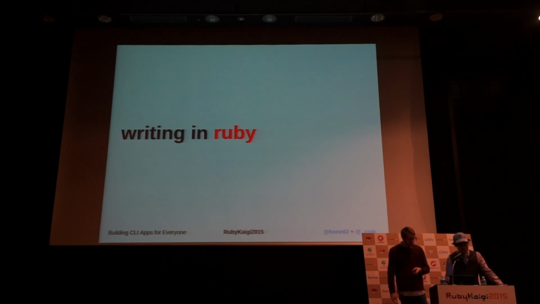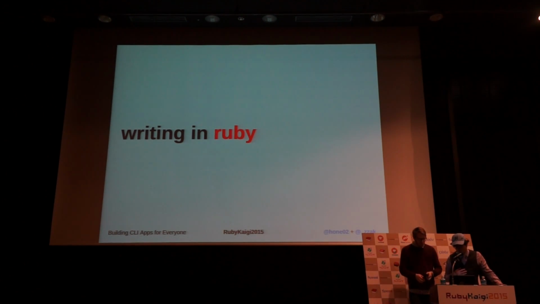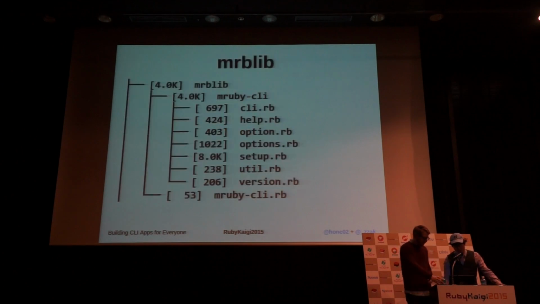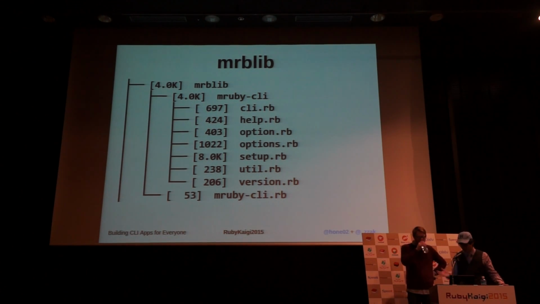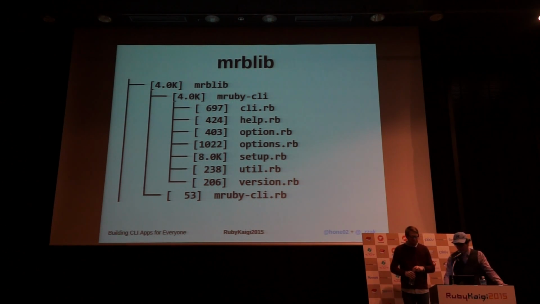Since we're both Rubyists and we're talking to Rubyists, one of the huge design goals behind this was that if you're building a CLI application, you should be writing mostly Ruby code. And so mruby-cli is an mruby-cli application in and of itself, and this is the folder hierarchy of it, not including the tests. But as you can see, it's a folder filled with a bunch of Ruby files, and it should look similar to any other Ruby application that you're writing.